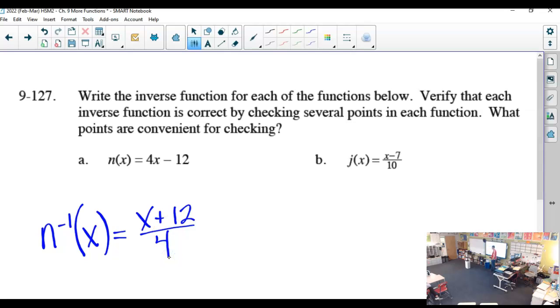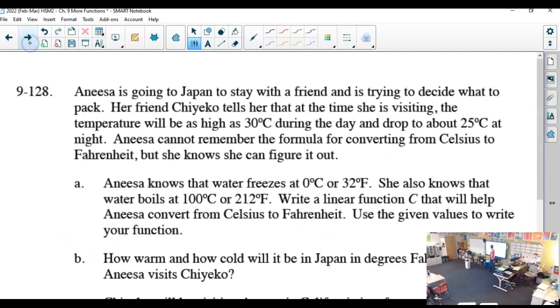Or we could say 1/4 x plus 3. And the inverse for j of x, j negative 1 of x, that's what I got as well. Is what? 10x plus 7. But the question is, are we wrong? No. Then I have to say no, because you are correct. Yay! Cool. Inverse functions that are simple.